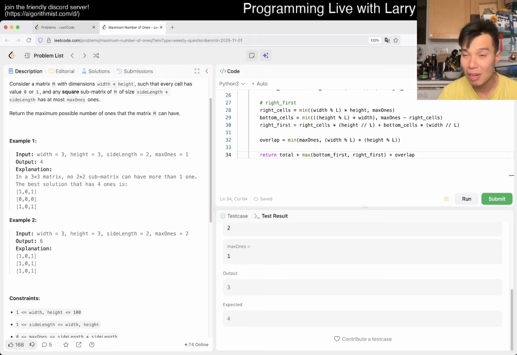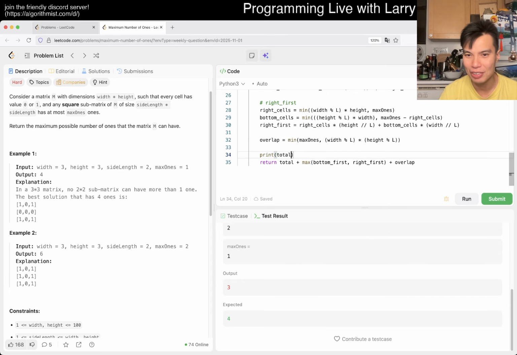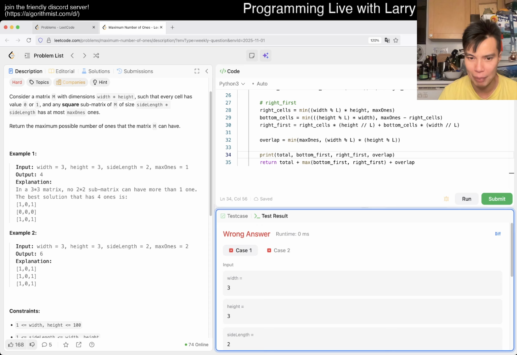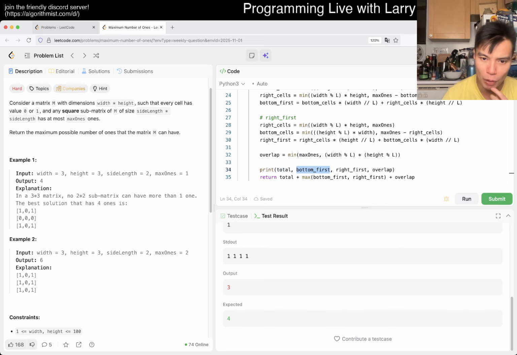All right, well, at least we tried. Let's take a look. We have total, bottom first, right first, overlap, right? So this is 3 by 2, 3 by 3, 2 by 2. This is probably optimal. Okay, so let's say we have total. We have only one full total, so that's 1. That's actually what we expect. Both bottom first and right first should be 2 because we have 1 left over. So we can take a look.